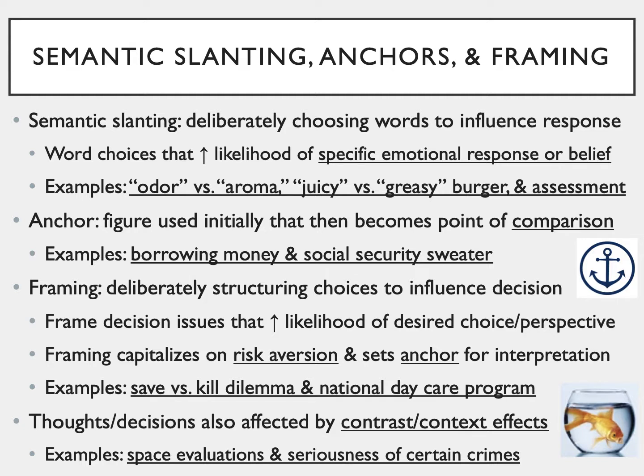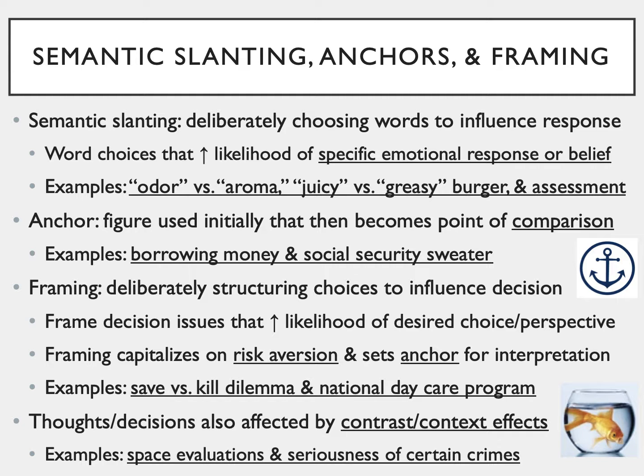In terms of framing examples, the save versus kill dilemma. Imagine that the US is preparing for an outbreak of an unusual disease. I promise, this is an example I've been using for years, even though it seems particularly apropos right now. This unusual disease is expected to kill 600 people. Four alternative programs have been developed to combat the disease. Assume that the exact scientific estimate of the consequences of the programs are as follows.